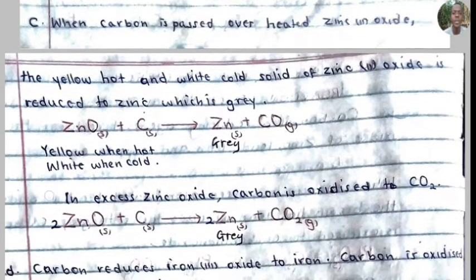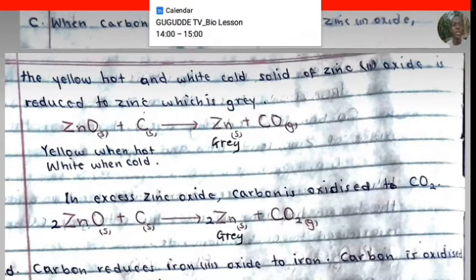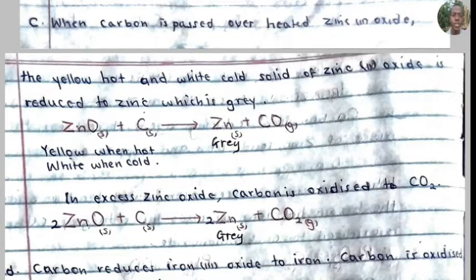Now also, carbon reduces zinc(II) oxide. If zinc(II) oxide reacts with carbon, it forms zinc and carbon monoxide. If zinc(II) oxide is in excess, then it forms zinc and carbon dioxide gas. So when writing these equations, you have to be careful and see whether it was in excess or not, so that you can easily write them well.